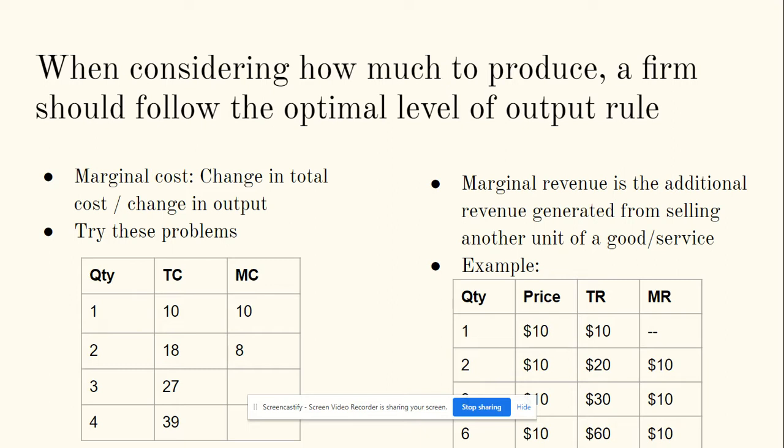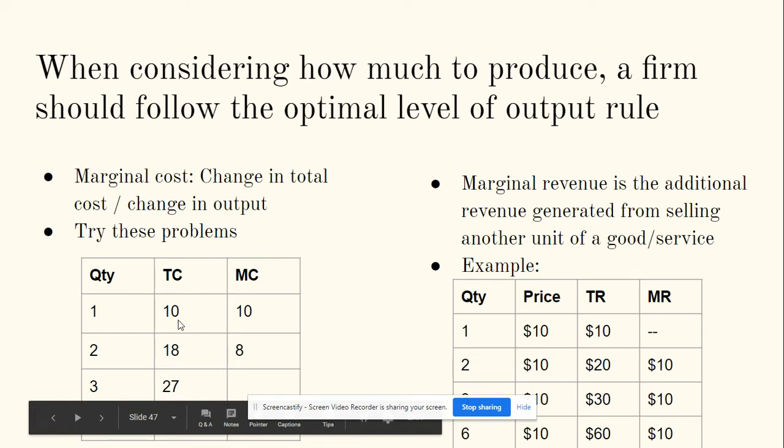So if we start with marginal cost here on the left, marginal cost involves total cost and the change in total cost divided by the change in whatever you're producing. If this company was starting with one good or service, their total cost at one is $10. If they want to increase production from 1 to 2 units, the total cost increases by 8. So the marginal cost is 8, because 18 minus 10 is 8, divided by 1 would be 8.